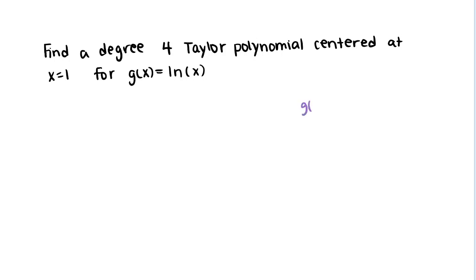So g of 1, this is ln of 1. This is asking us what power of e is going to give us an output of 1. Well, any number raised to the power of 0 is going to give us an output of 1. And so here, e to the power of 0 is going to give us 1. And then here, g prime of x, well, the derivative of ln of x, that's 1 over x. And so g prime of 1 is going to be this function evaluated at 1, which is just 1.